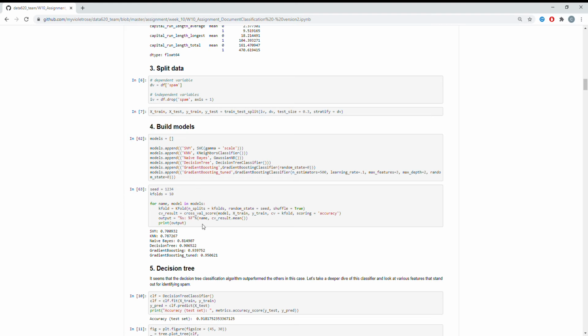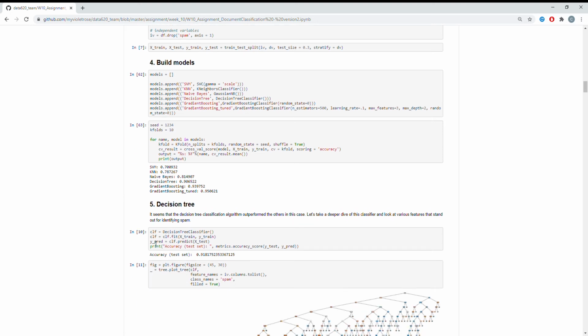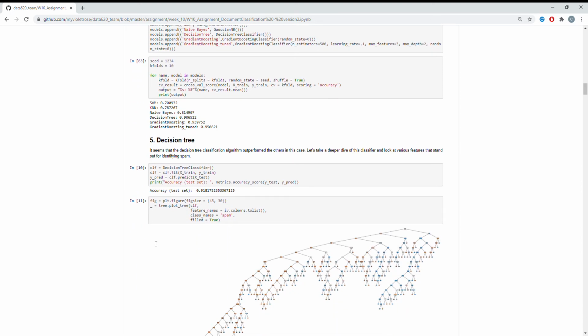So we run the different models through k-fold cross-validation with 10 folds, essentially, and then come up with the accuracy metric. And you can see that support vector machine did the worst, then nearest neighbors the next best, then naive Bayes, then decision tree, and then the gradient boosting and the tuned gradient boosting model did the best. So the tree-based methods definitely did really well.